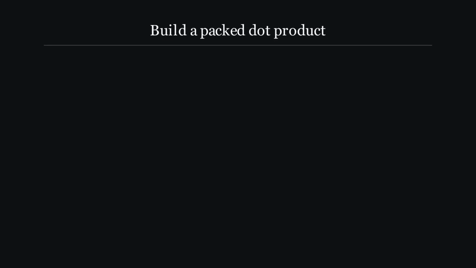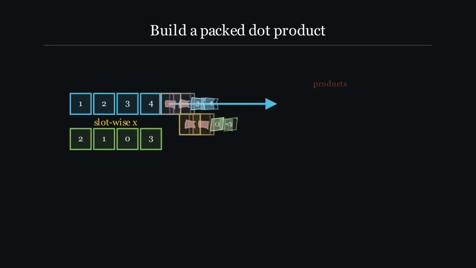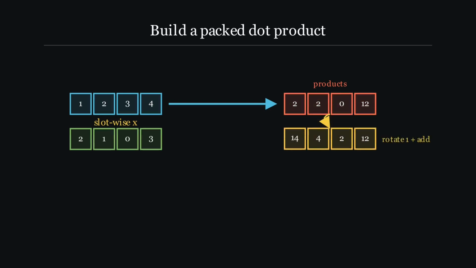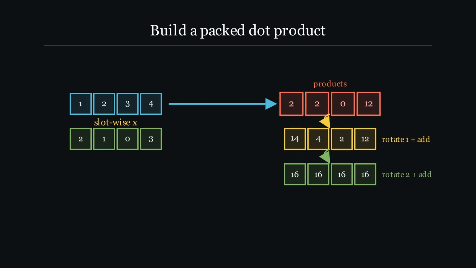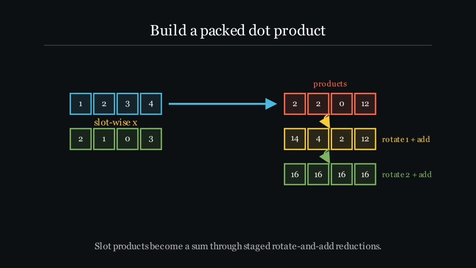A packed product combines slot-wise multiplication with rotations. The blue feature vector 1, 2, 3, 4 is multiplied by the green weight vector 2, 1, 0, 3. One ciphertext operation produces the red products 2, 2, 0, 12. A rotate by 1 copy is added to form the first partial sums. A rotate by 2 copy is then added to that partial row.